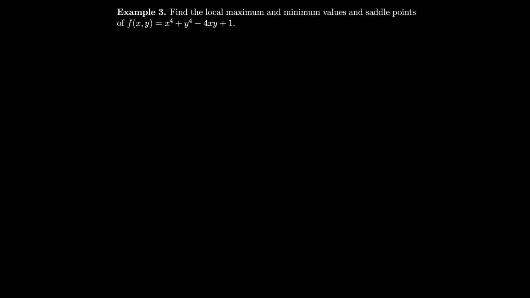Let's do an example and find the local maximum, minimum values and saddle points of this function. So we will look at the partial derivatives. With respect to x, that's 4x cubed minus 4y. With respect to y, that's 4y cubed minus 4x. So we're looking for where these are 0. So that's where x cubed minus y is 0, and where y cubed minus x is 0.